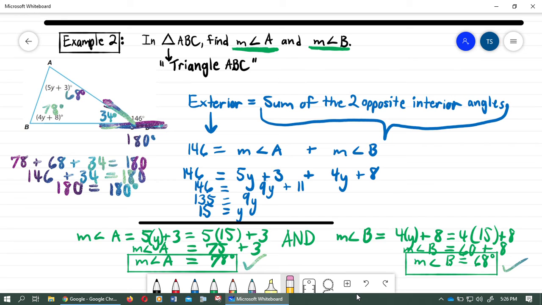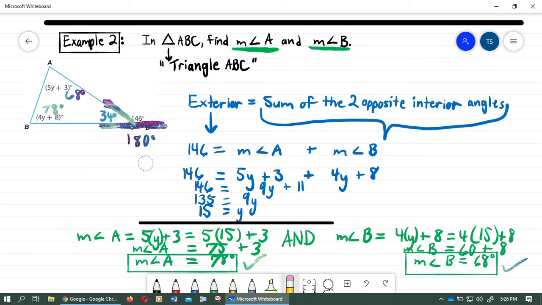Alright, I'm gonna erase this. But again, those two angle measurements that we found for the measure of angle A and the measure of angle B are correct. We're gonna look at at least one more example, folks, that's dealing with variables.